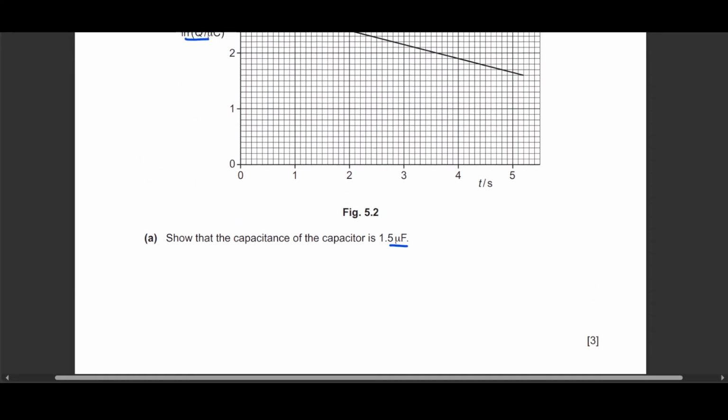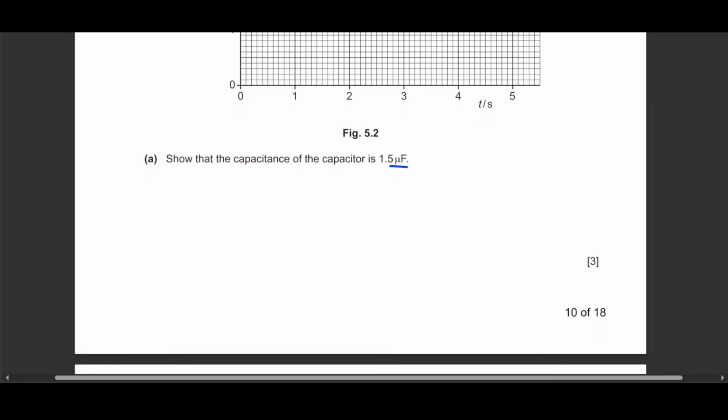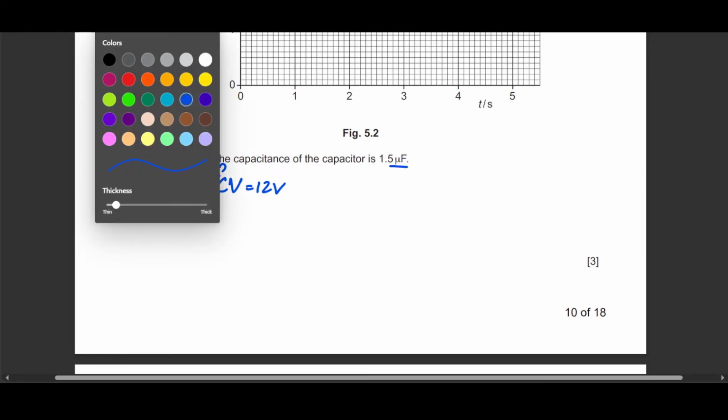He says, show that the capacitance is 1.5. He's just checking whether you can identify that this is LNQ, right? Okay, so we have the equation Q equals CV. We want to find capacitance. We have the voltage as 12 volts. So the only thing that we don't have is Q. Where can we find Q?